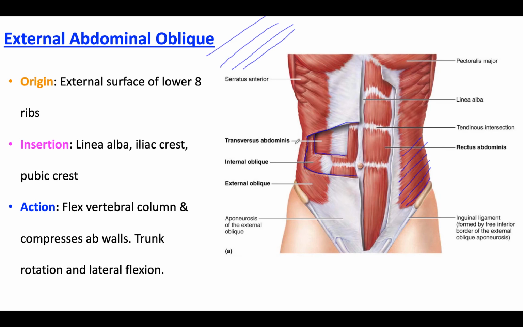Because it is external to the internal oblique and the transverse abdominis. Okay, the origin is the external surface of the lower 8 ribs. So this is quite a large muscle, and it's going to run all the way up, except for this part. This is not part of the muscle, and of course that's the Pectoralis Major. So this whole thing is the external oblique. It's quite big.